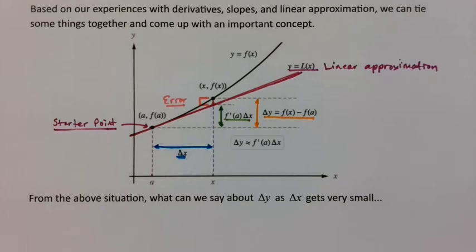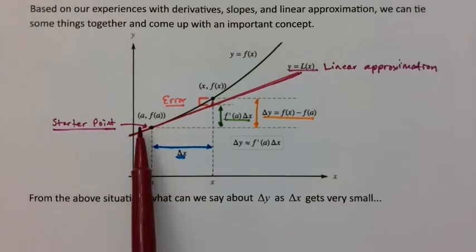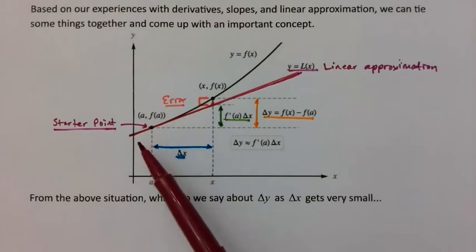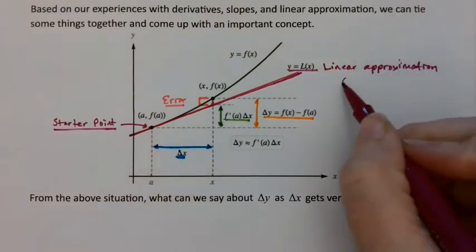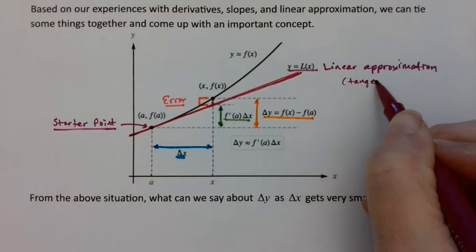Based on our experiences with derivatives, slopes, and linear approximation, we can now tie some things together and come up with another important concept. So I have this picture drawn here. Well, it was already drawn and I've kind of labeled it. So we have our starter point, a, f of a, and then we build a linear approximation, right, a tangent line based off of that value.